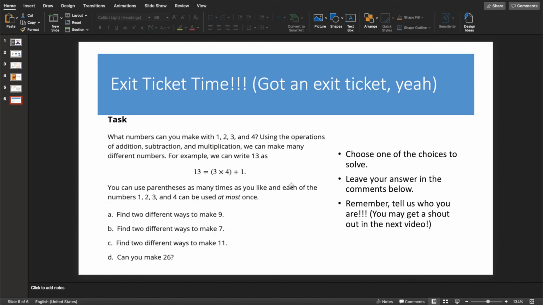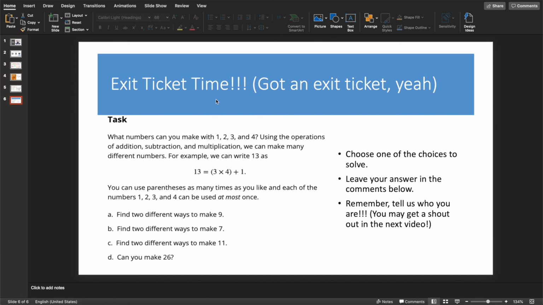All right. Exit ticket. Got an exit ticket. Hey, exit ticket. Got an exit ticket. Hey. Okay. Y'all know I sang good. I sang well. Sorry, reading teachers. I sang very well. All right.